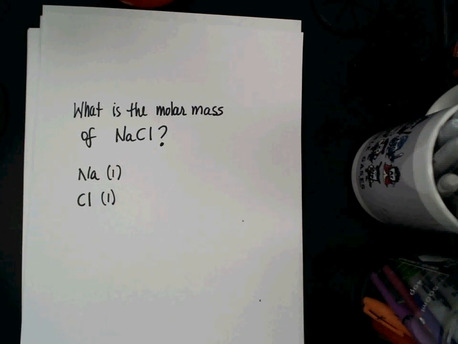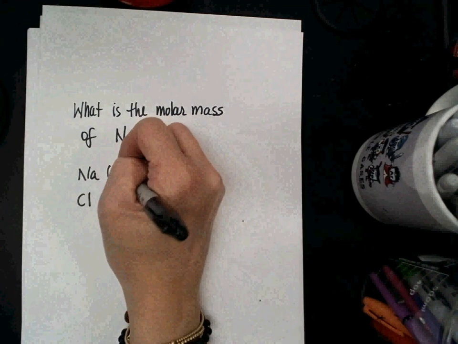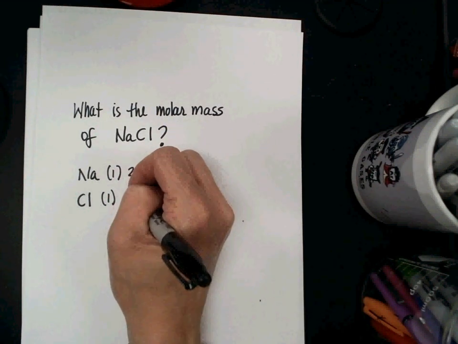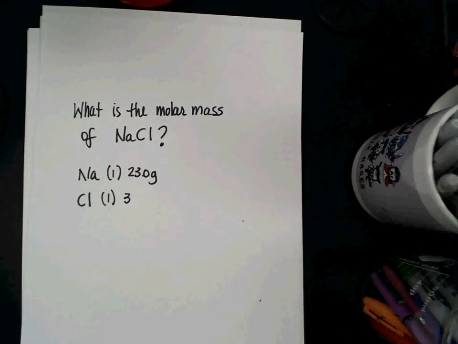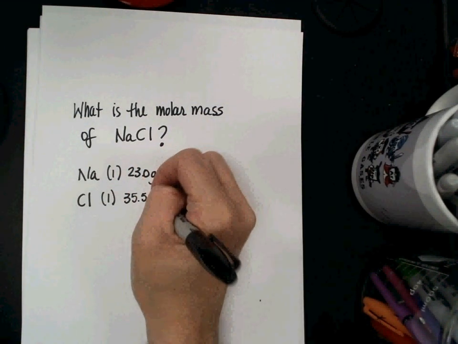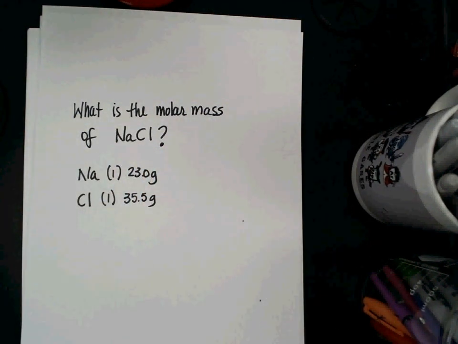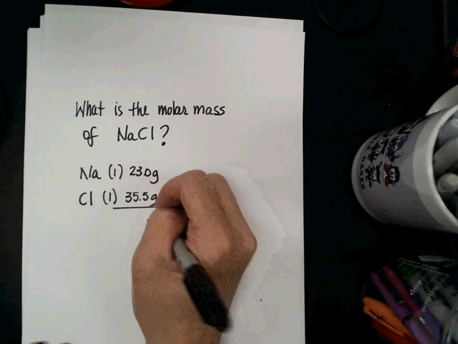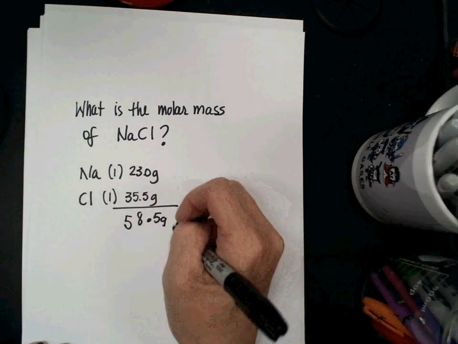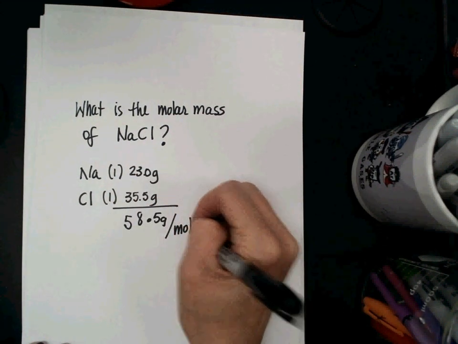So let's do that. I think we already said sodium was 23. And chlorine, I believe, is 35 or 36.5? 35.5. Now what do I have to do with those? Add them, that's all I have to do. 58.5 grams per mole.